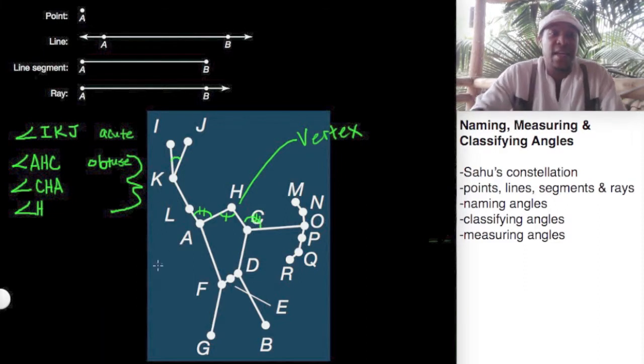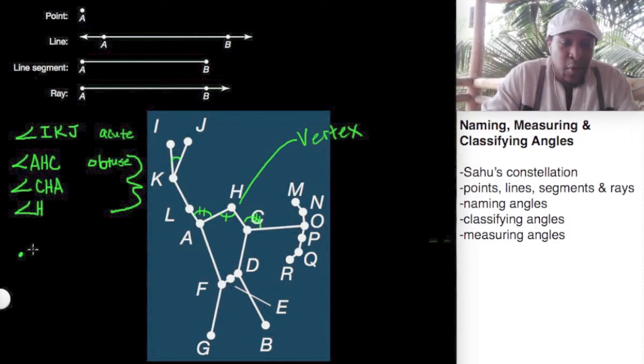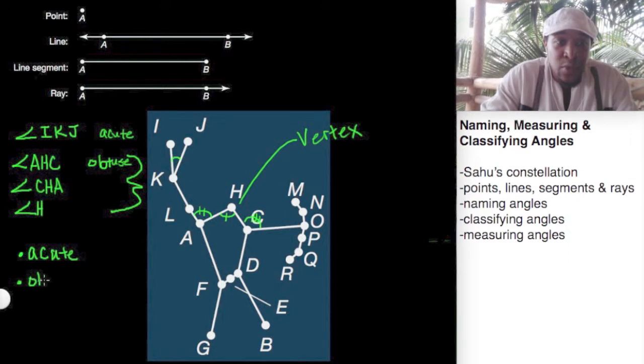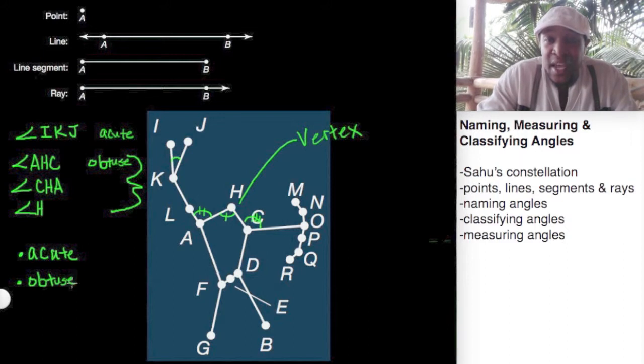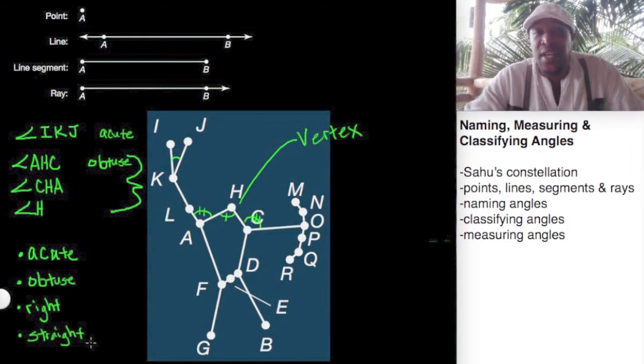So the way that we classify angles, and we've talked about this before, of course, is acute, and acute angles are less than 90 degrees. We classify them as obtuse. These are angles between 90 degrees and 180 degrees, so less than 180 degrees but greater than 90 degrees. We have right angles, and right angles are equal to 90 degrees. And then we have straight angles, and straight angles are equal to 180 degrees, and they make straight lines. All right?